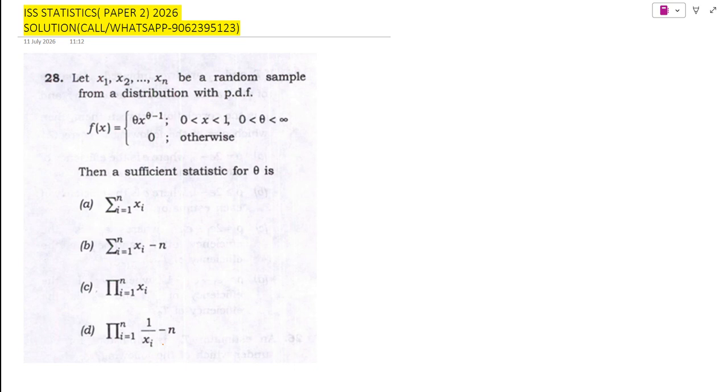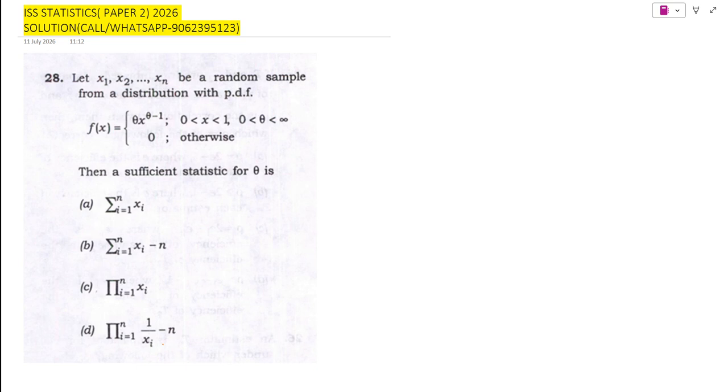Today we are solving another excellent conceptual question from the UPSC ISS Examination 2026 Statistics Paper 2. One thing I always tell my students is that ISS Statistics Paper 2 is a theory-oriented paper disguised as an objective paper. Many questions look computational, but the examiner is actually checking whether you understand concepts like likelihood, sufficiency, completeness, exponential families and the factorization theorem. Today's problem is a beautiful application of the factorization theorem, and once you master this theorem, you can solve almost every sufficient statistic question in the examination.